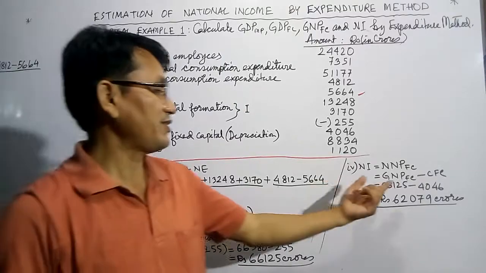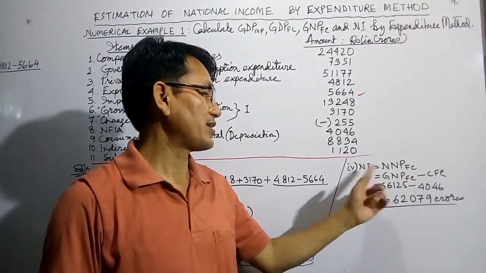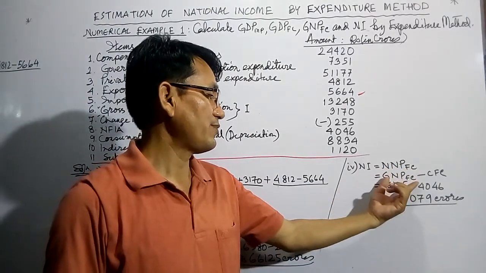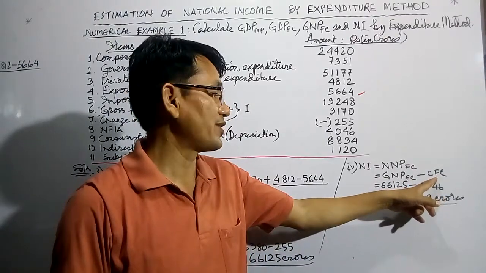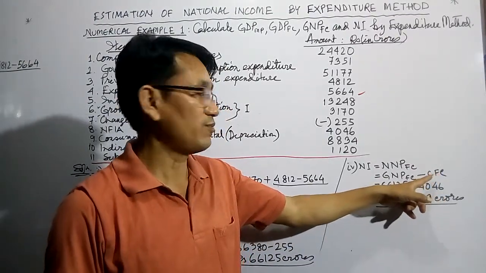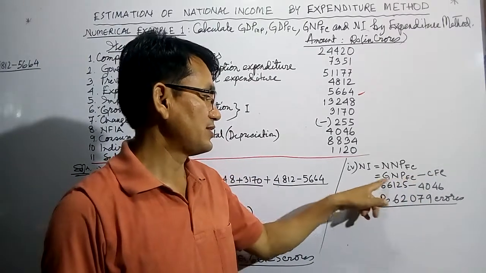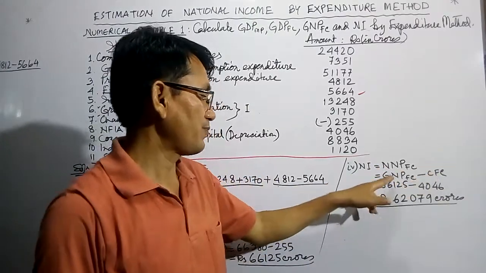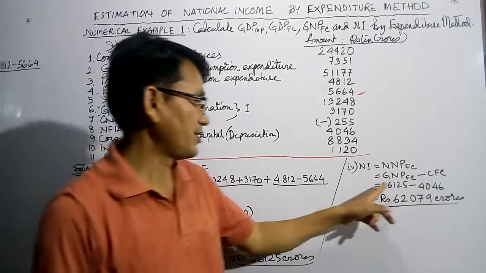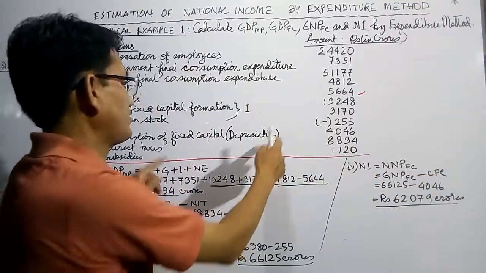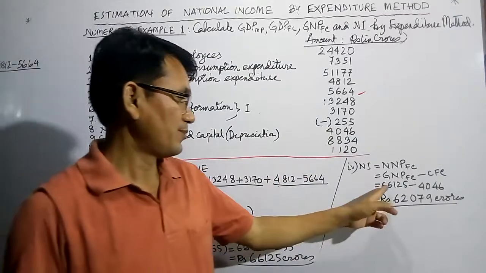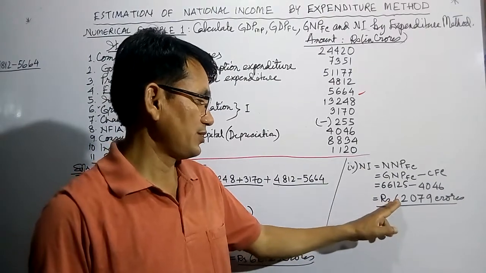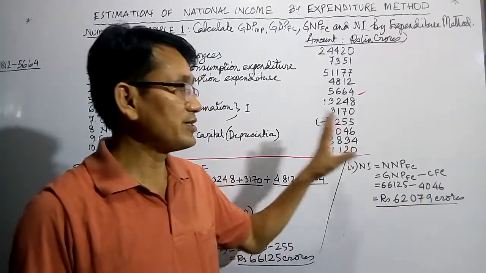Once we know GNP factor cost, it is very easy to find national income. National income is given by NNPFC. How do we get it? GNPFC minus CFC, consumption of fixed capital or depreciation. If we subtract depreciation from gross national product at factor cost, G is changed into N. GNPFC is 66125 and CFC is 4046. By subtracting this we get 62079. So national income is rupees 62,079 crores.